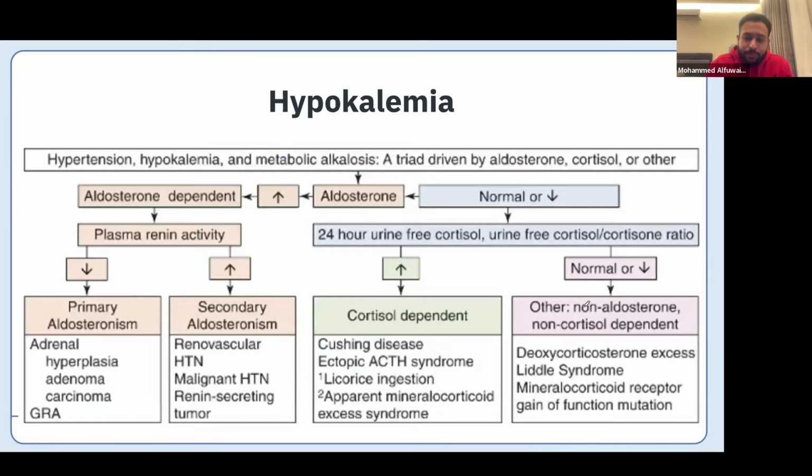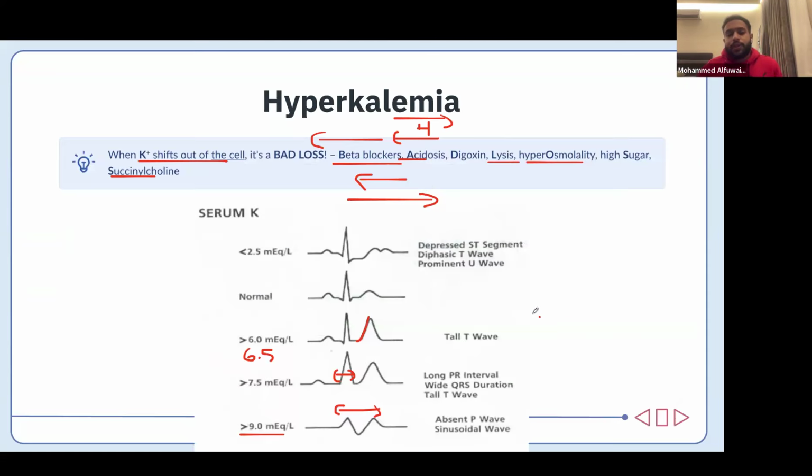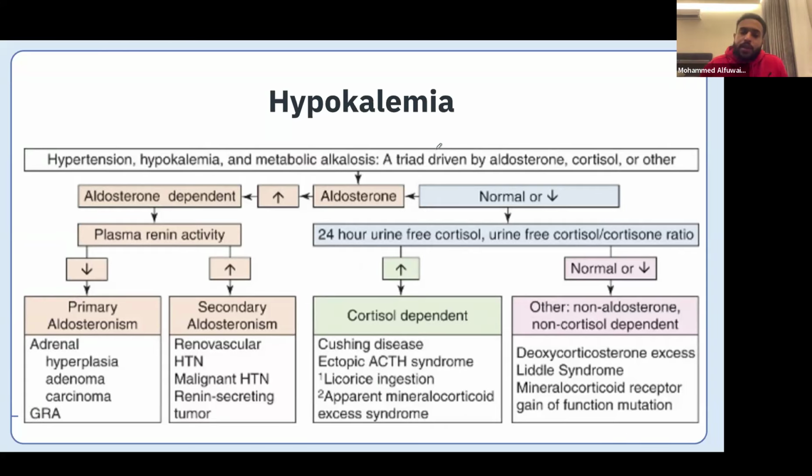Cool. Now, hypokalemia is the opposite, and we talked about the cardiac manifestations already. It's just flattened T waves. Now, in hypokalemia, the one major thing that I want you to remember is, firstly, it's the opposite of this, whatever this is. So for example, if you give beta agonists to an asthmatic patient, they'll have hypokalemia. An alkalotic patient will have hypokalemia. So think of it as the opposite.